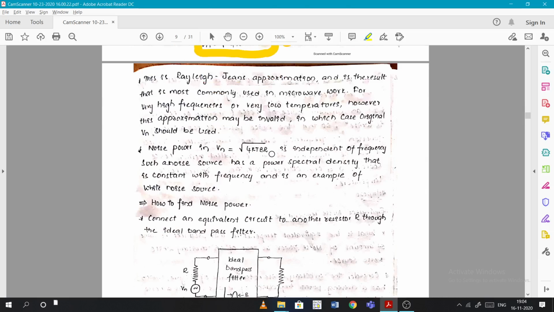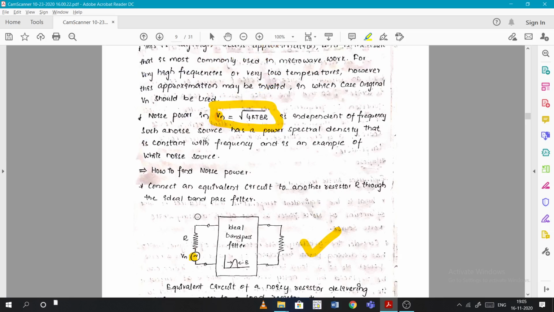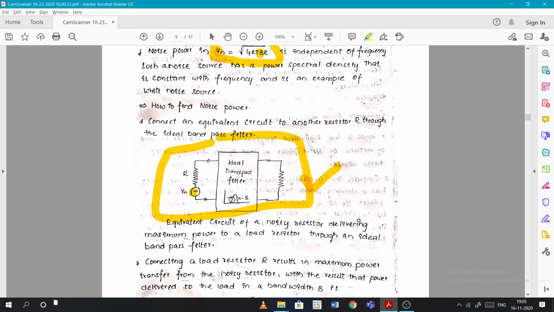And coming to when we try to generalize this formula in a circuit way, or the equivalent circuit, the circuit will be looking like this, with a resistor R having some input voltage Vn, connected to an ideal band pass filter having bandwidth B, which is connected to some load. So basically this is the equivalent circuit for a noise resistor.